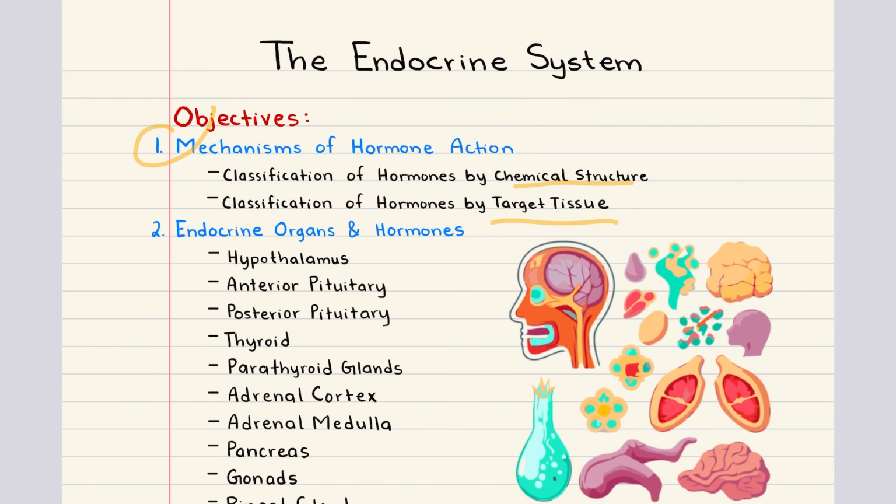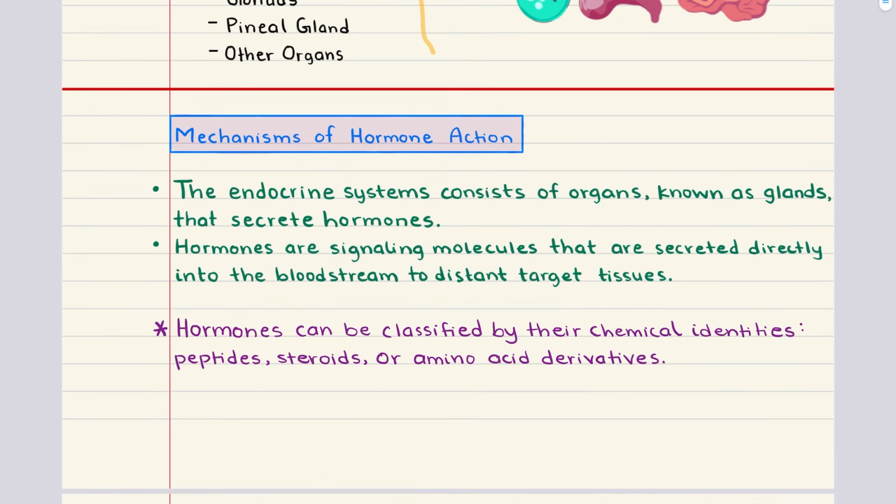Next, we're going to walk through the major endocrine organs in the body and the hormones they release. This includes everything from the hypothalamus and pituitary gland to the thyroid, adrenal glands, the pancreas, and more. By the end of this chapter, we're going to have a clear understanding of how the endocrine system maintains homeostasis. With that introduction, let's go ahead and get started with the first objective.